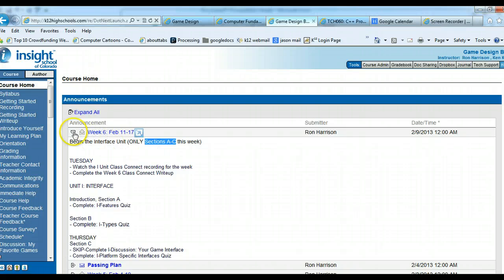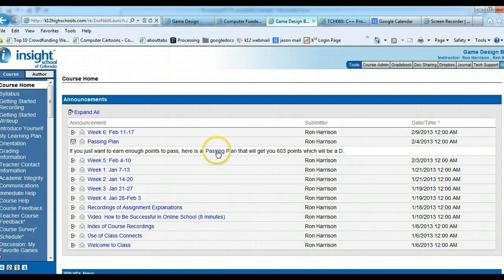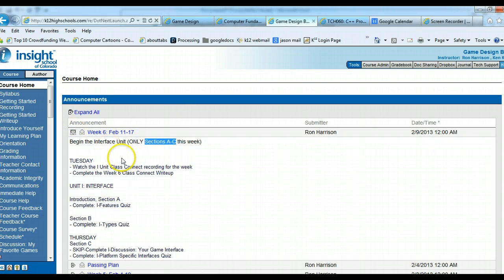One thing I want to do before we jump into that work, remember I posted a passing plan, so you can click here and it'll show you the work that you can do to earn about 603 points that would be passing for a D. And as you know, we are in the 6th week, so we're more than halfway through the class, and if you're behind, you need to catch up. If you have less than 50% in this class, you need to work hard to get caught up. And you might be able to do it this week since the week does have a little bit less work.